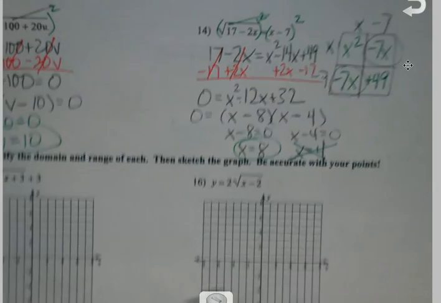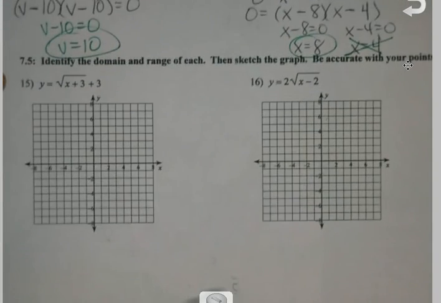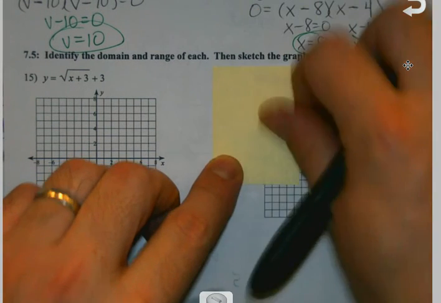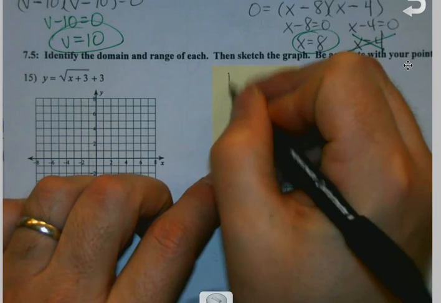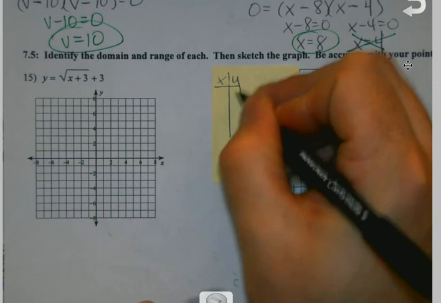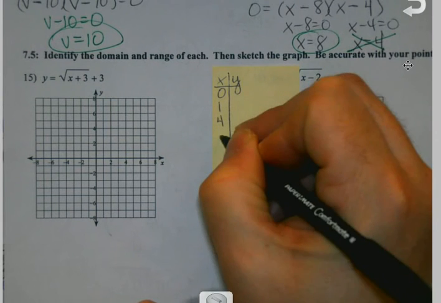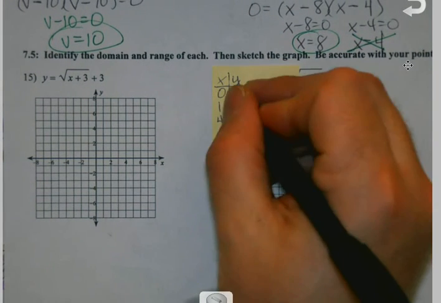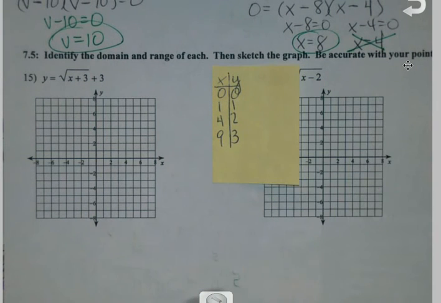we're going to do some graphing like we've been doing for the past couple of days. Now, as I mentioned yesterday, you need to have locked into your brain, when we're looking at square root functions, like we are in 15, 0, 1, 4, and 9, because they're my perfect squares. So anytime we have a square root, that's my base that I'm going to work with.